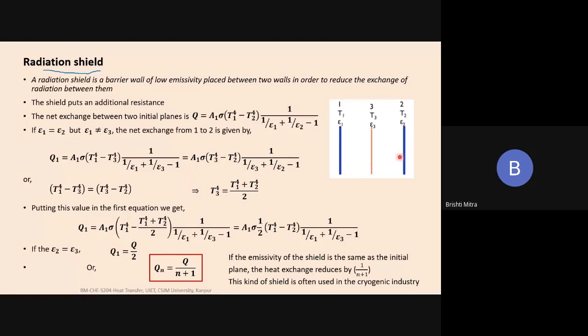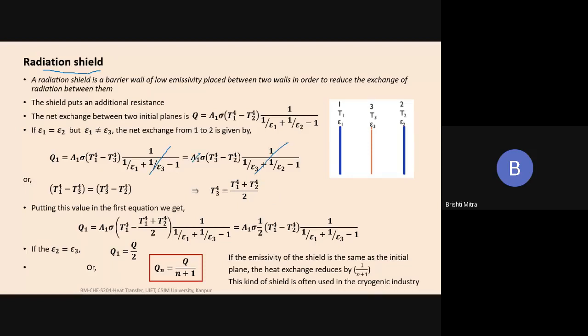And similarly, this steady state exchange will be the same as the heat exchange between body 3 and body 2. So A1 sigma (T3 to the power 4 minus T2 to the power 4) divided by (1 plus epsilon 3 plus 1 plus epsilon 2 minus 1). Now, since epsilon 1 and epsilon 2 are the same values as we had specified before, these two terms remain the same, so I can say that since they are the same, they can be cancelled out.